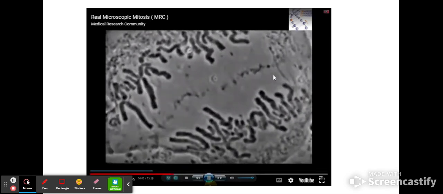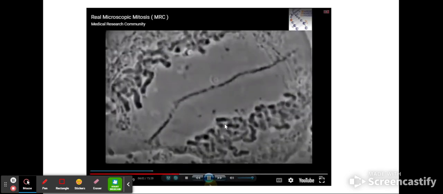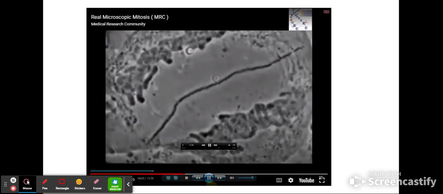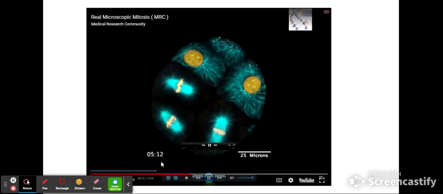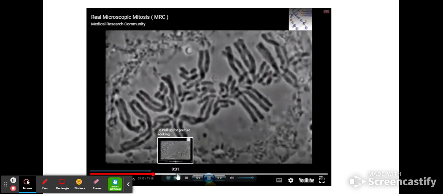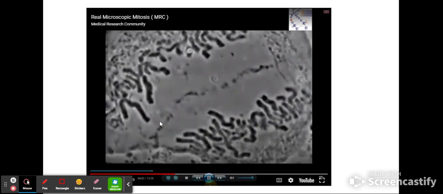Notice they were all kind of in the middle, and now they're going to each side. So when scientists were looking under the microscope, they saw different cells. Some of them looked like this. Some of the cells had chromosomes that looked like this, that were further apart. And they realized that there must be more going on and that these cells actually must be in different phases of dividing.